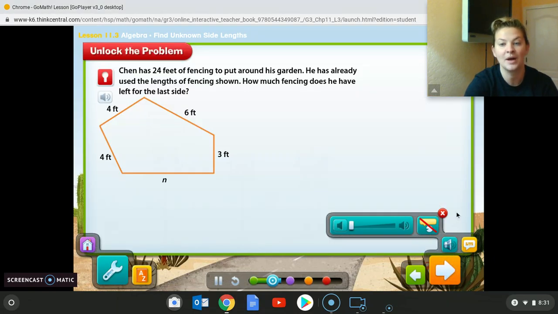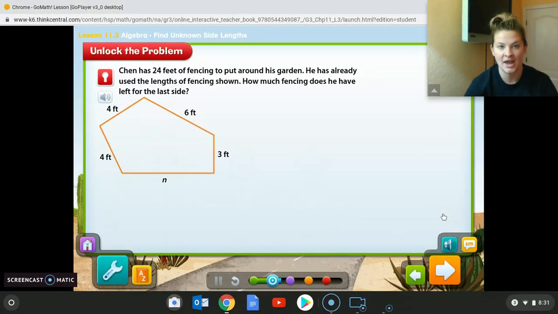So our problem today is Chen has 24 feet of fencing to put around his garden. He already has used the lengths of fencing shown. So how much fencing does he have left for the last side? So right here, it highlighted the question for you. We know that he has 24 feet. We know that he has to use all of it, but we don't know what n is.